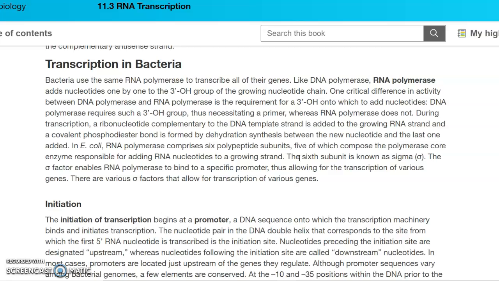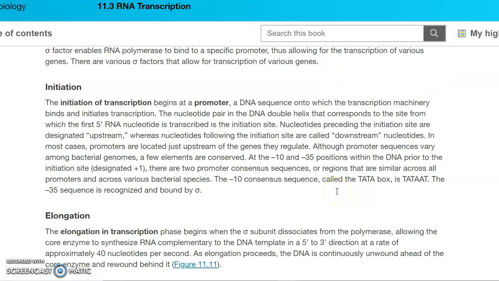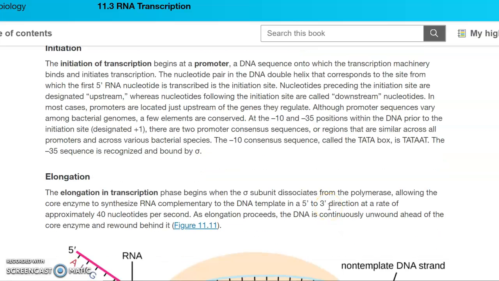In transcription, we have the initiation part that begins at what we call a promoter. This is a piece of DNA where the machinery, the transcription machinery, is going to attach. And so this is basically the beginning. The RNA polymerase knows, this is the start point. Then we get elongation, which is just the adding of the nucleotides. And in bacteria, this is about 40 nucleotides per second.